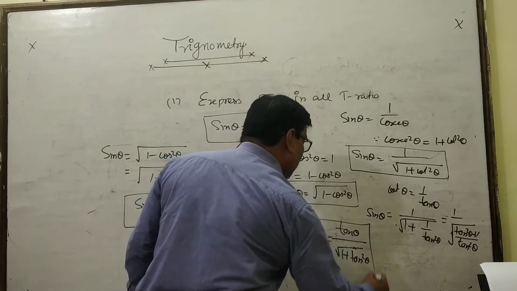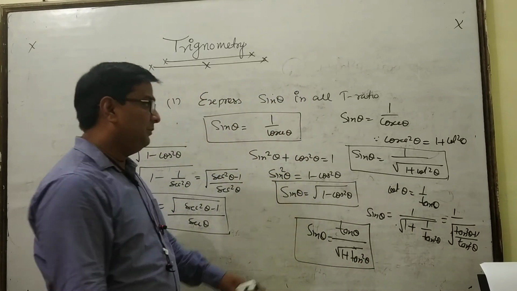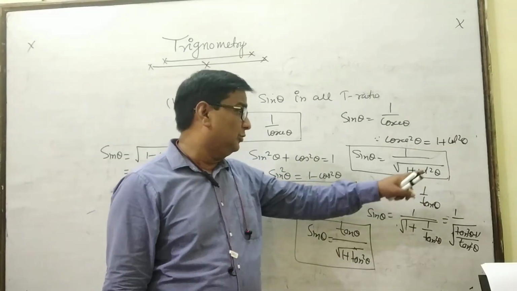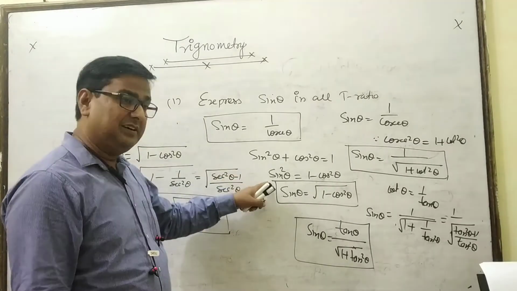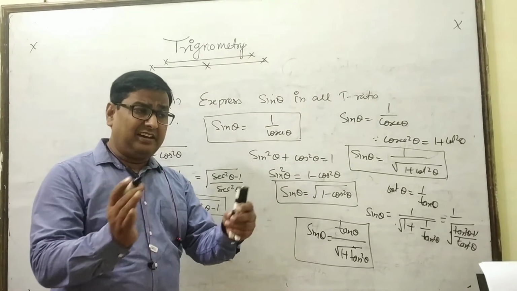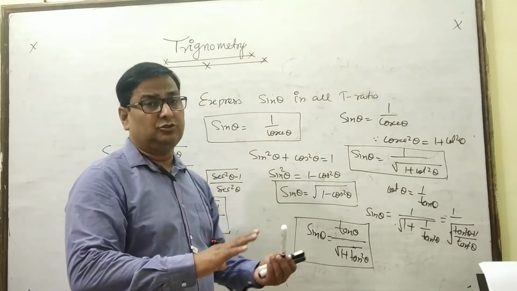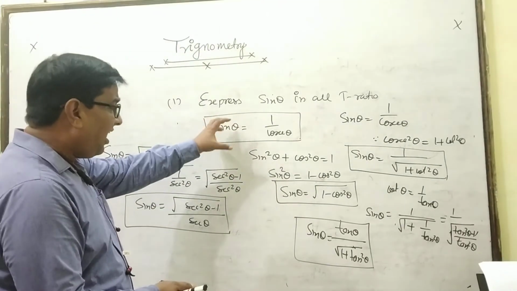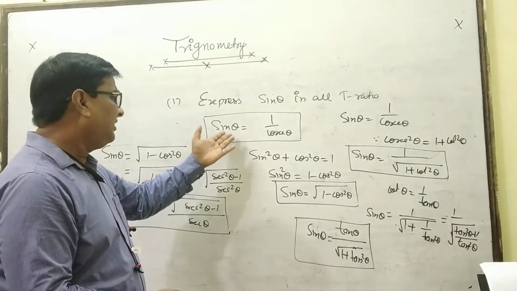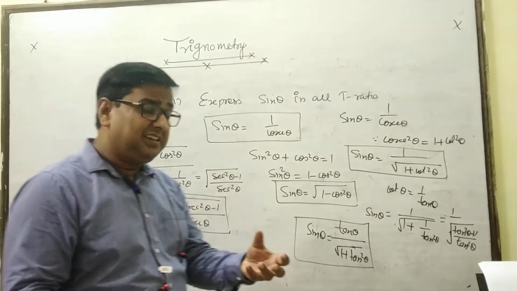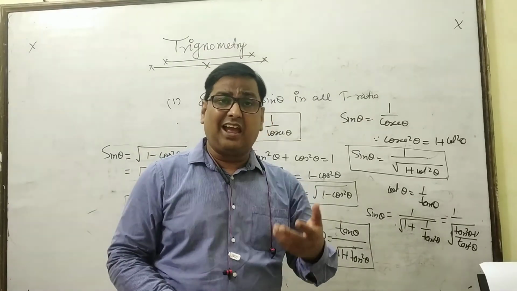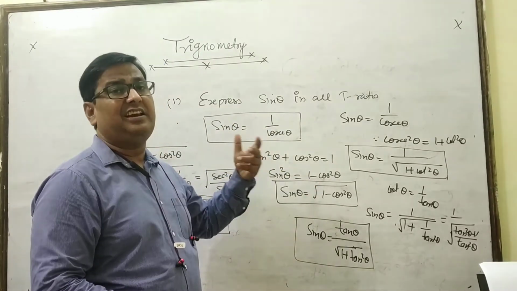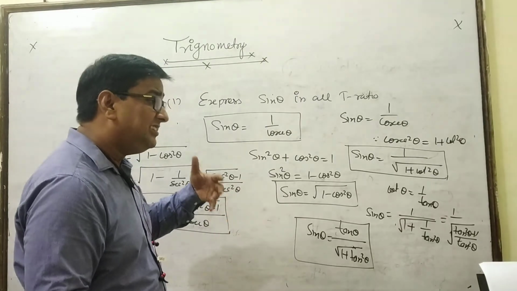So sine theta can be converted into cosec, into cot, into cos. Each and every trigonometrical ratio can be converted into another, because you know all are related to each other. All are ratios of the sides, and all three sides are related to each other with the help of Pythagoras theorem. So trigonometrical ratios are also interrelated, and you can express each and every one in another form.